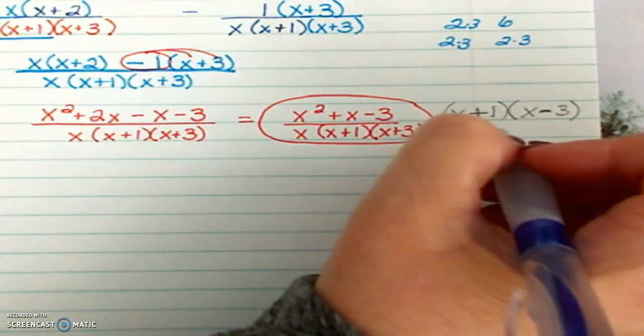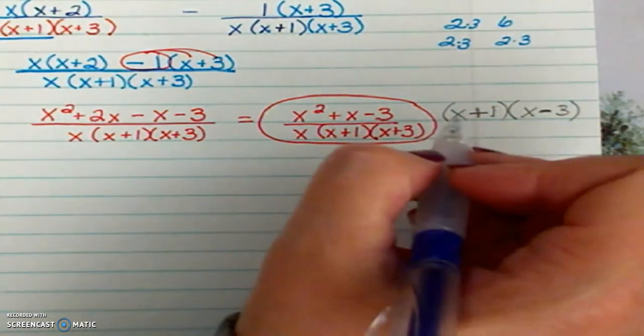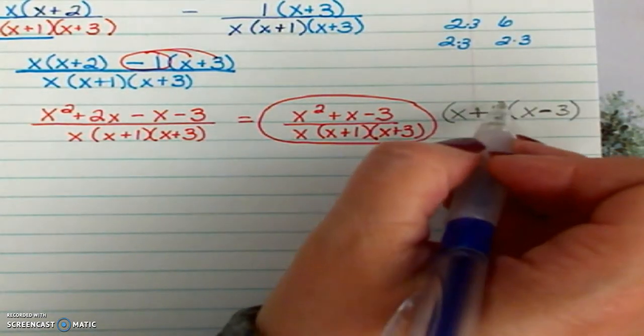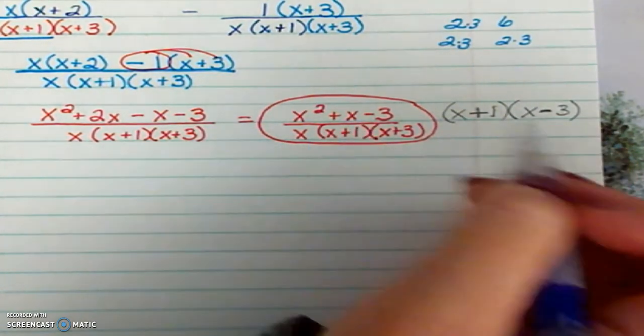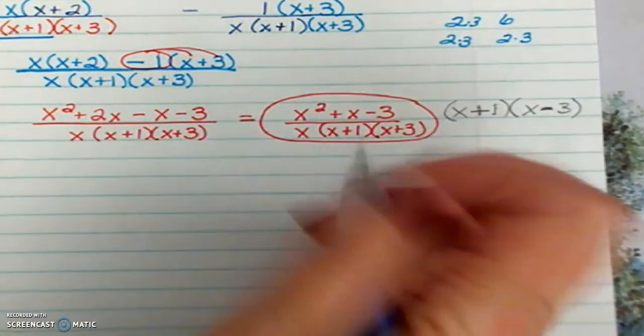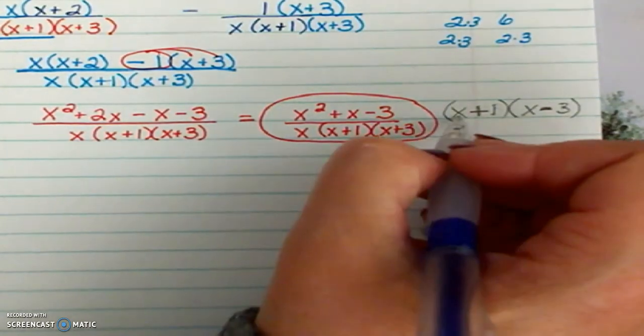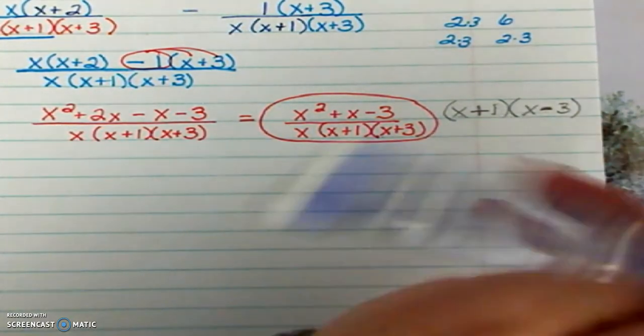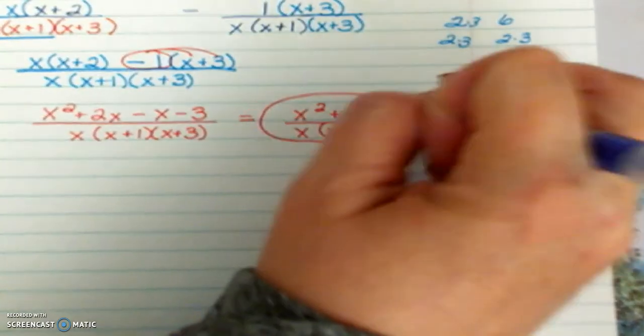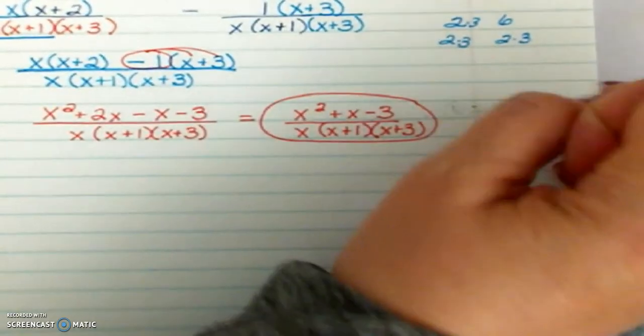So that says that it does not factor. If by some odd chance this did factor, then this x plus 1 could cancel with the x plus 1 in the denominator. But that's why if you leave this in the factored form, then you only have to factor out the numerator, see if there's anything that can reduce. But in this case, nothing will reduce.